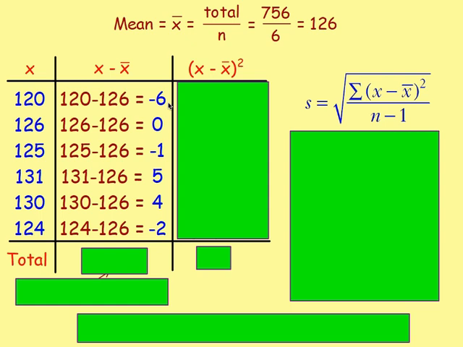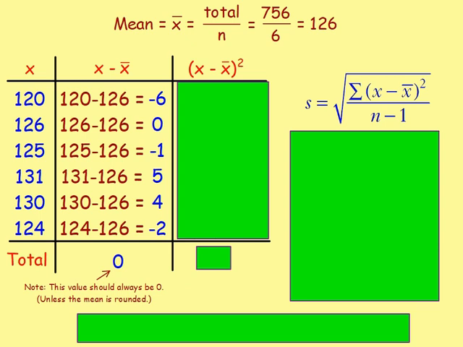Hold up! Remember to do the check. Yeah, you're perfectly right. You can always do a check here to see if you are getting it right so far. If you add all of these numbers together, the negative 6, 0, negative 1, 5, 4, and negative 2, what should you be getting? 0! Do you get 0? Well, start with the positive numbers. You've got 0, so you can ignore that. You've got 5 add 4. 5 add 4 is 9. So then start taking away 2, 7. Take away 1, 6. And take away 6, 0. So you do have a total of 0. Remember that column should always be 0 unless your mean is rounded. That is a way to check if you're getting the question right so far.